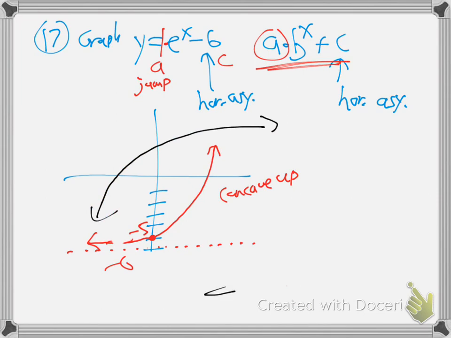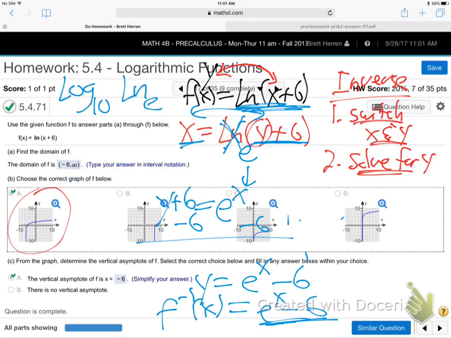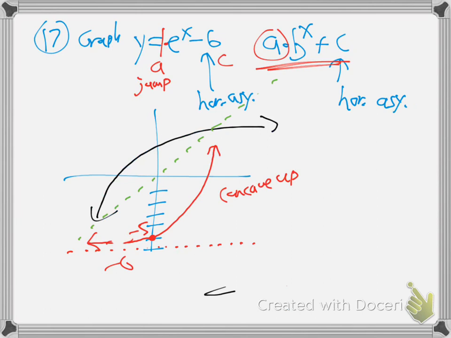See how they perfectly reflect across the diagonal line. They're mirror images across the diagonal line. That black one, maybe you don't know what I'm doing, that black one is the original function, the original question that we found right here, which was ln of x plus 6.